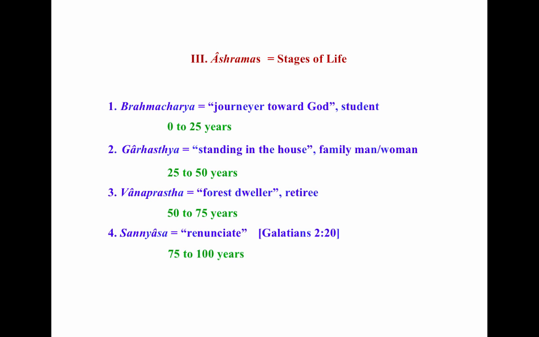Third of the four fours, ashramas, which have to do with the stages of life that we pass through. And here we've got four subdivisions again. There's the brahmacharya, the garhastha, the vanaprastha, and the sannyasa.